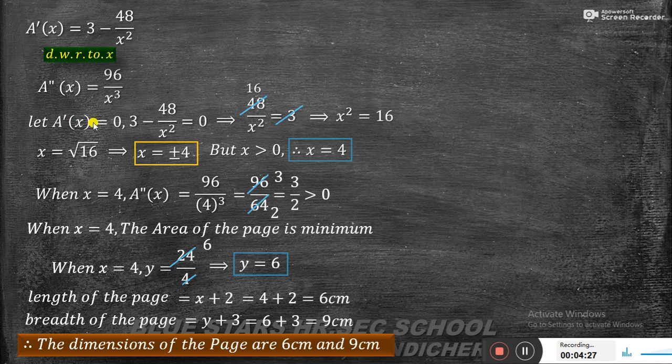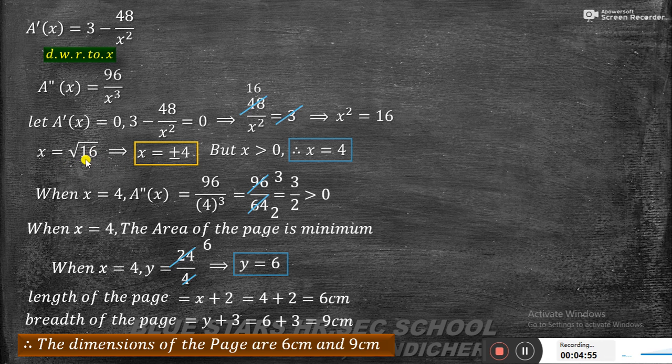Therefore A dash of x equal to 0. So 3 minus 48 by x square equal to 0, means taking 48 to the right hand side, 48 by x square equal to 3. In the next step, I cross multiply: 48 by 3 equal to x square. 48 by 3 is 16, so x square equal to 16, so x equal to square root of 16.